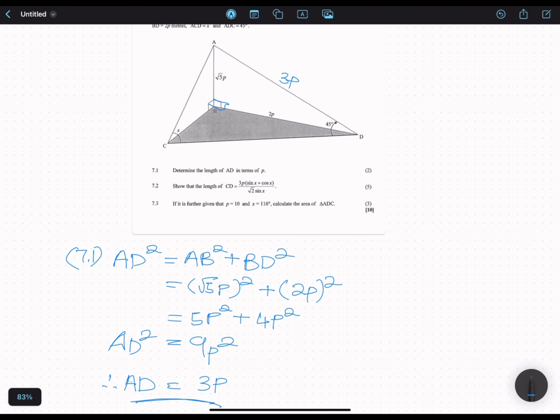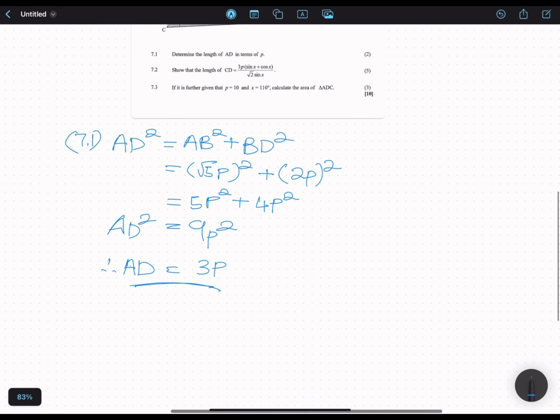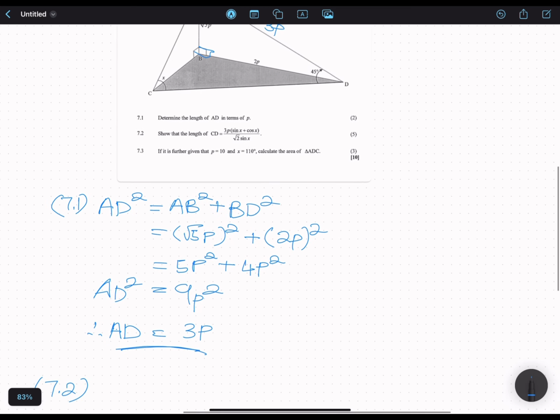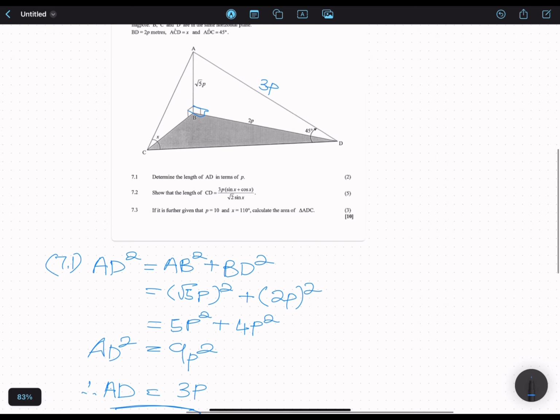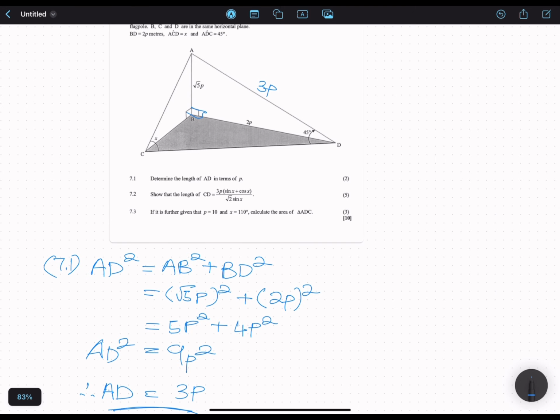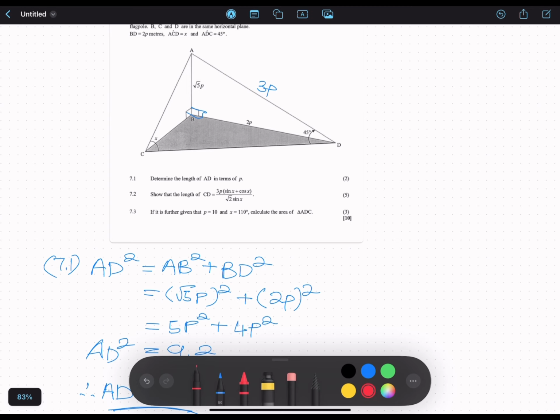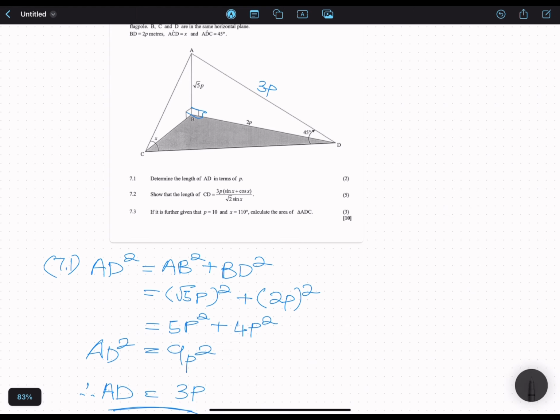Right? So we're going to go to question number 2, 7.2. Show that the length of CD, which is this, is equal to 3p over sine x plus cos x divided by square root of 2 sine x, right?